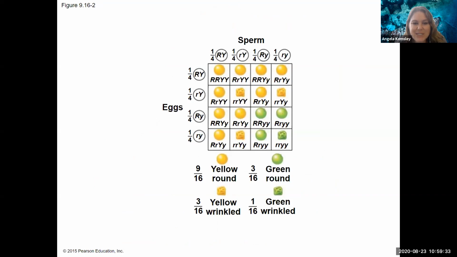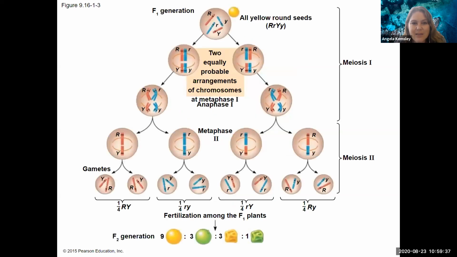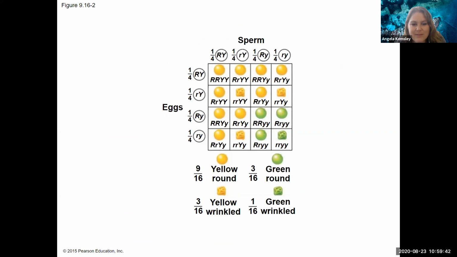Here's what it looks like in your dihybrid cross, right? So these are basically the same thing here. This is just showing you how this happens. Hopefully you remember this, our 9:3:3:1 ratio from the last lecture.